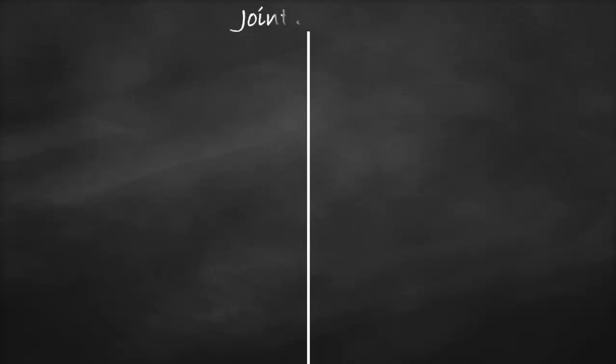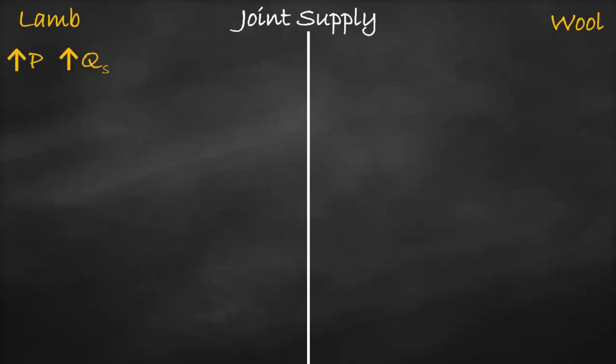Another factor that will shift the supply curve is joint supply. So what do I mean by joint supply? It means that if I produce one good, I have to produce another good at the same time. So an example of joint supply is lamb and wool. Every time you'd like to have more lamb, it means that you need to have more wool as well.